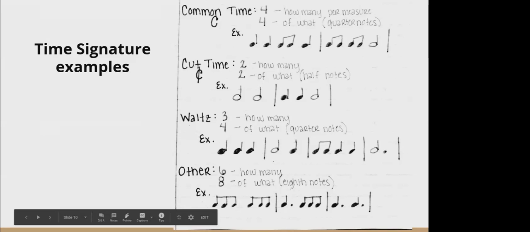1, 2, 3, 4, 5, 6. 1, 2, 3, 4, 5, 6. 1, 2, 3. 1, 2, 3.